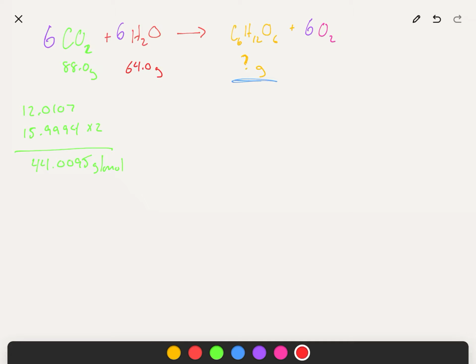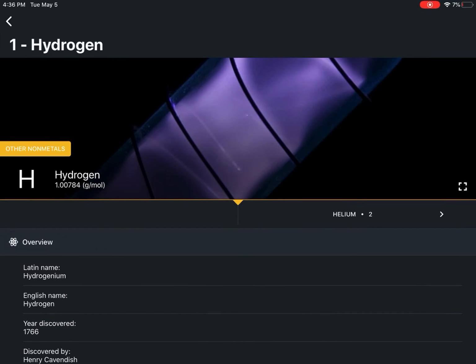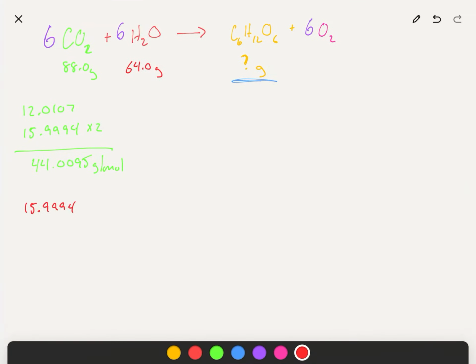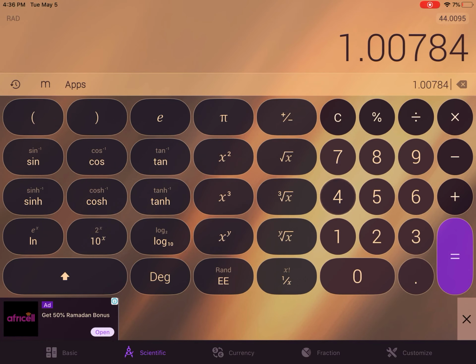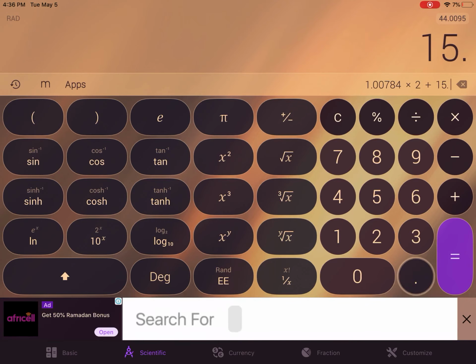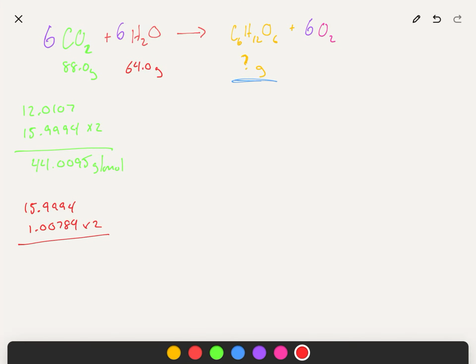H2O. Once again, we have oxygen, 15.9994. We haven't looked up hydrogen yet today, so let's go look it up. 1.00784. And we have two of those. Go to the calculator. Times 2 plus 15.9994. We get 18.01508 grams per mole for water.